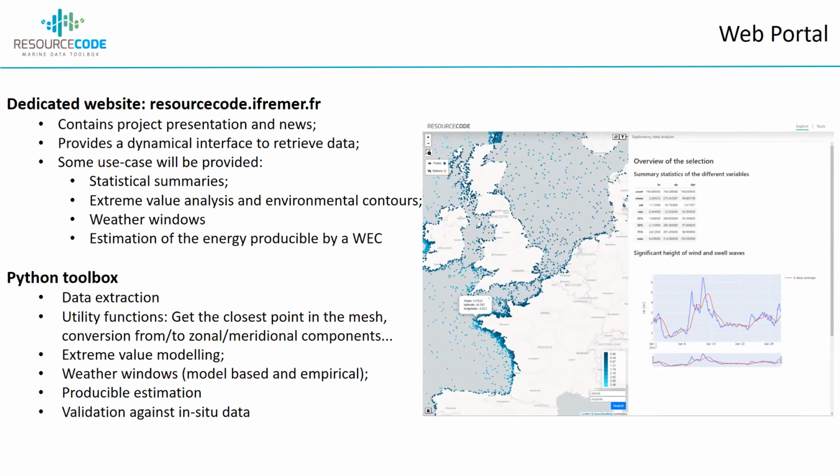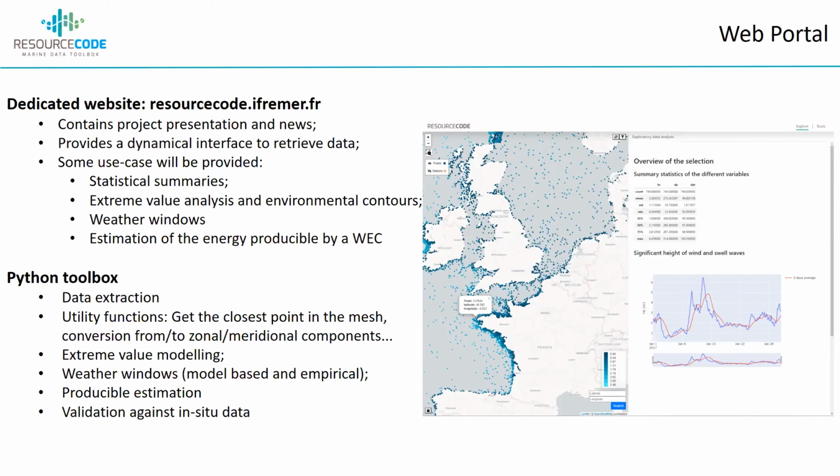And you have a small example on the right here, where you see there is a map. There are the points in blue. The user can choose any point and obtain summary statistics and the time series for some of the available variables. We'll also provide some use cases, as shown here: statistical summaries. You can also think about extreme value analysis, environmental contours, weather windows, and something like that. We'll go into more details next.